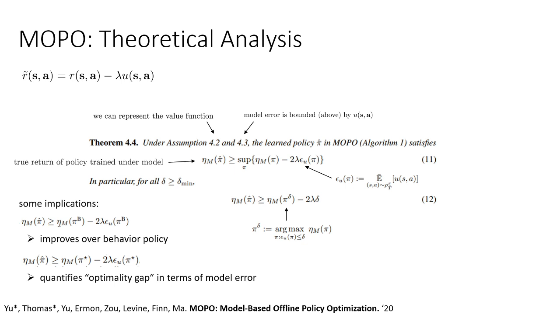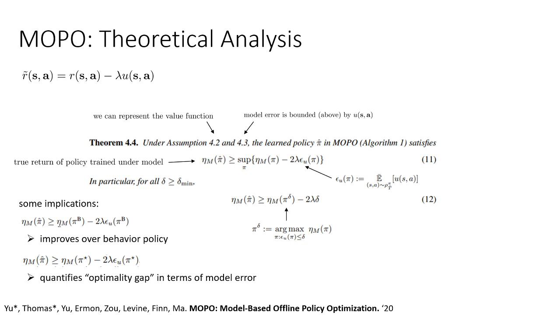The other thing that this can quantify is the optimality gap. So if we plug in the optimal policy pi star, then the policy that we learn is at least as good as pi star minus a penalty for how wrong the model is on the states that pi star visits. So if the model is very accurate for the states and actions visited by the optimal policy, then this would guarantee that we will recover something close to the optimal policy.